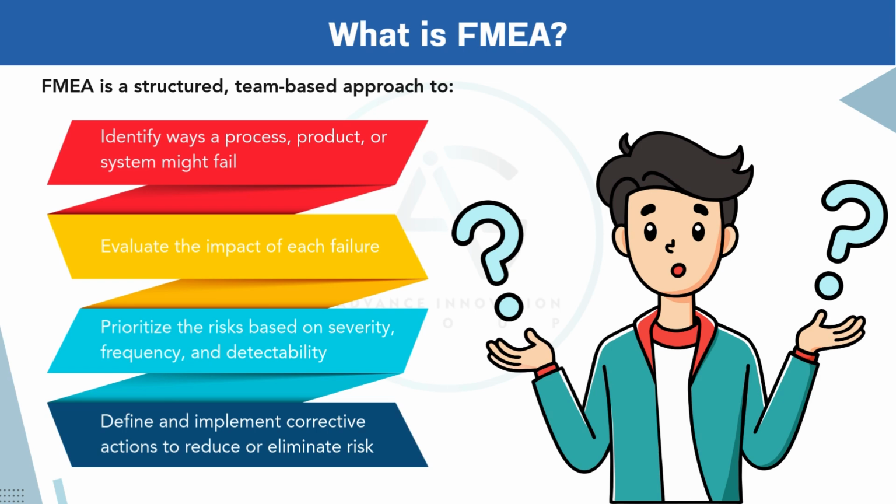FMEA stands for Failure Modes and Effects Analysis. It is a structured, team-based approach used to proactively identify and address potential failures in a process, product, or system before they happen. You can see from the colorful steps on this slide that FMEA follows a logical flow. 1. Identify ways a process, product, or system might fail. This is where the team brainstorms all possible failure modes.